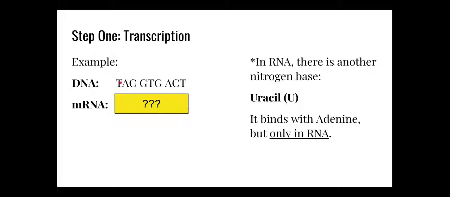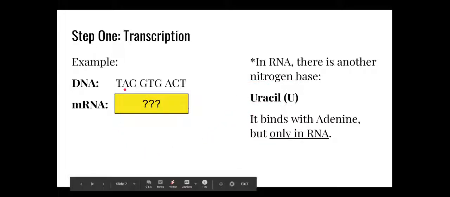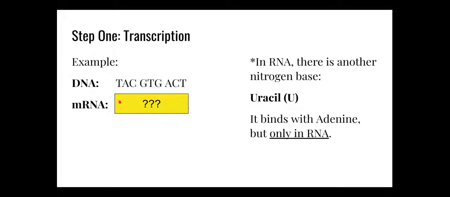Our second letter in our DNA code is an A. Normally, if we were just making another copy of DNA, we would see a T here for thymine, because thymine and adenine always bond together. But because we're working with RNA right now, we're not going to see a T here. We're going to be using the nitrogen base uracil instead. So we're actually going to see a U bond with this adenine. So our first two letters of our mRNA code are A and then U.